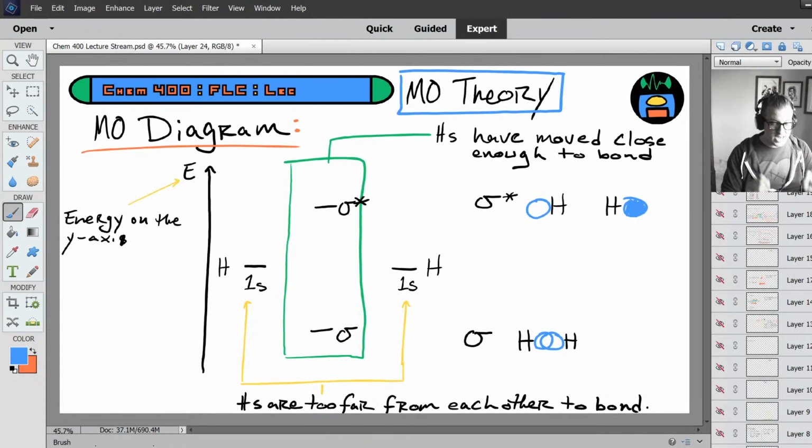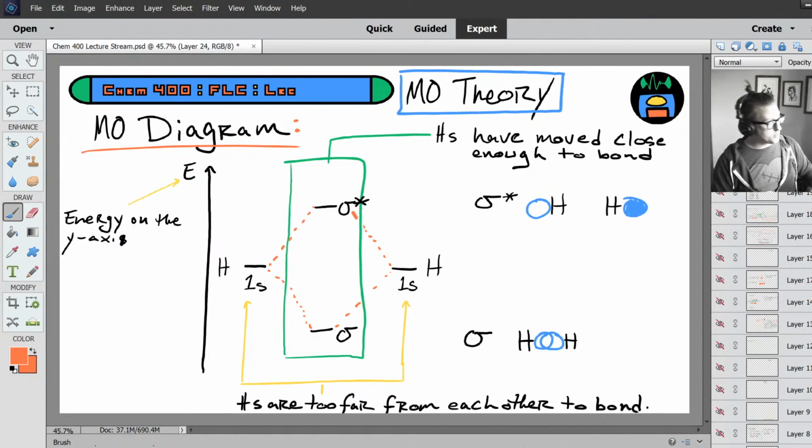All right, now the way that you show that the sigma star and sigma orbitals come from mixing these two 1s orbitals together is you draw a dotted line from the atomic orbitals to the molecular orbitals that you form. So that is how you construct a molecular orbital diagram. Conceptually, these are what all the regions represent.